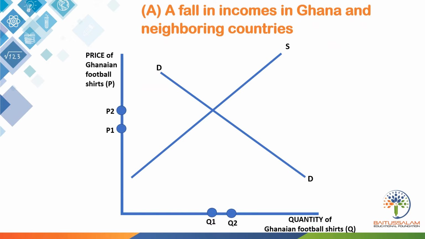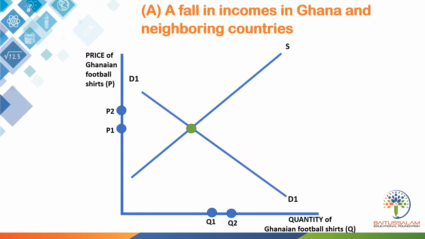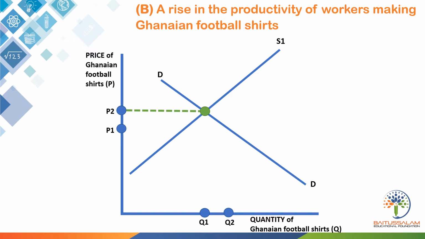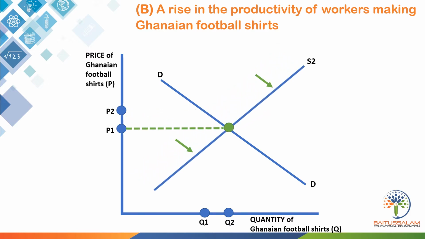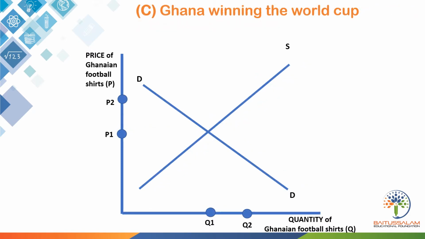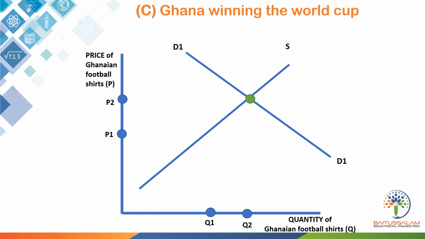A. A football shirt is a normal good. Demand would decrease, causing a fall in price and a contraction in supply. B. A rise in workers' productivity would reduce costs of production. This in turn would cause price to fall and demand to extend. C. If Ghana wins the World Cup, their shirts will become more popular. This will increase their demand. Higher demand will raise price, which would cause the supply to extend.